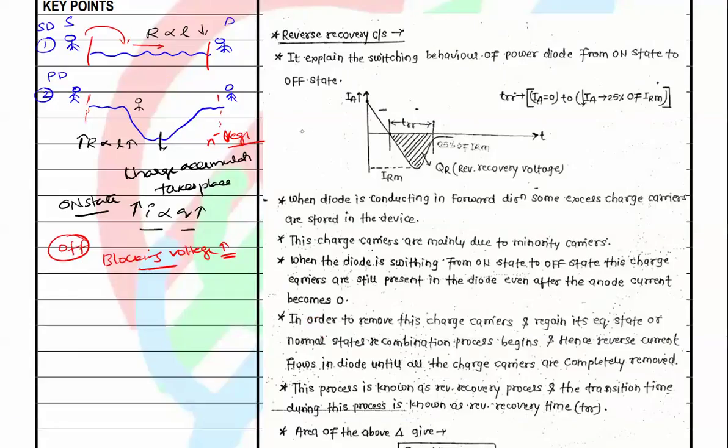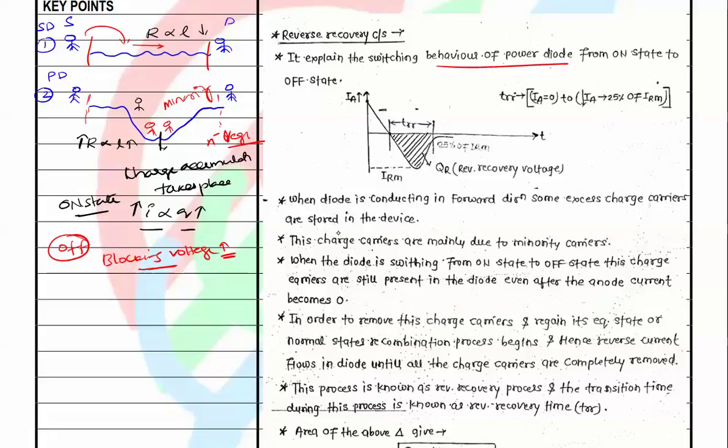Now we'll see the reverse recovery characteristics of the diode. This is a very important one. It explains the switching behavior of a power diode. When the diode is conducting in the forward direction, some excess charge carriers are stored in the device. So they are stored here like this. These excess charge carriers are mainly due to minority carriers.